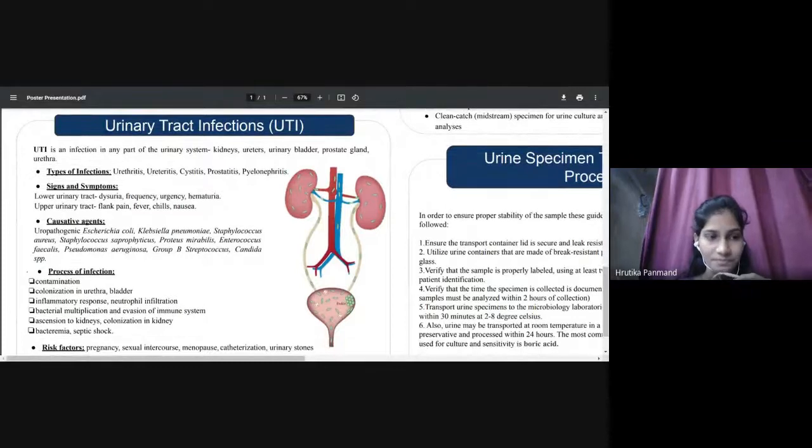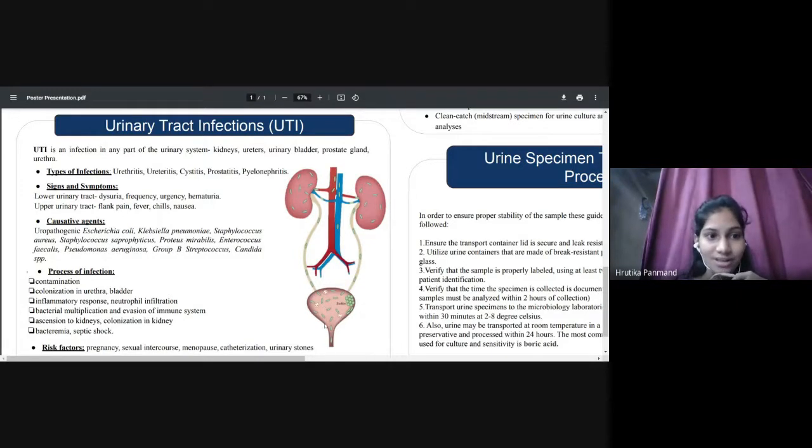and the urethra. The lower urinary tract infections include urethritis, that is infection of the urethra, and cystitis, that is the infection of the bladder. And upper urinary tract infections include ureteritis, that is the infection or inflammation of the ureters, and pyelonephritis, which is the infection of the kidney.